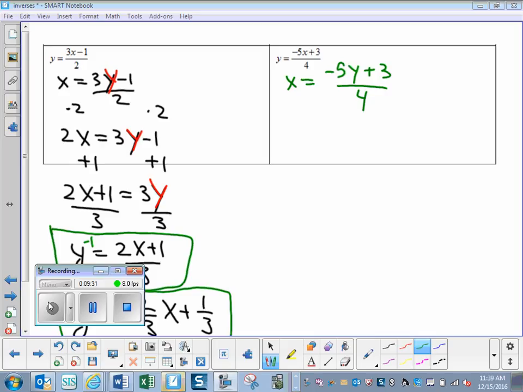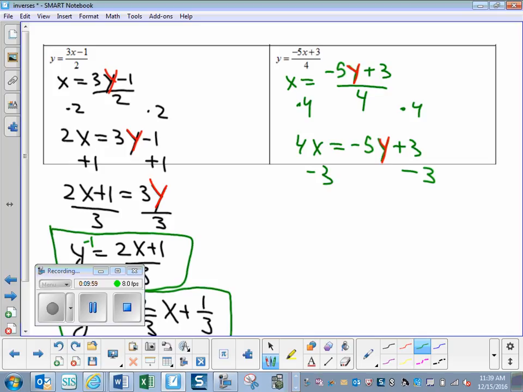Now what? I'm solving for y, remember? So what do I do? Multiply by 4 to undo that denominator. So 4x equals negative 5y plus 3. Now what? No, I'm getting y, right? So minus 3. Okay, so negative 5y.